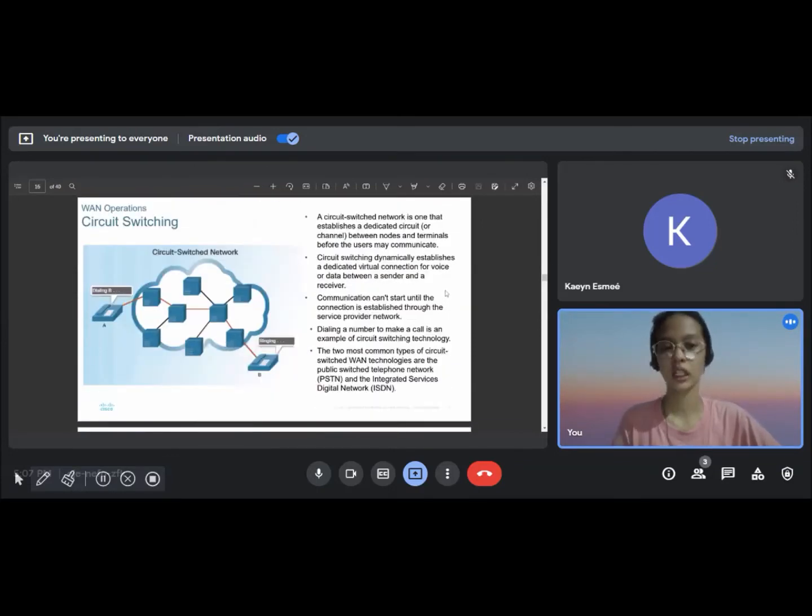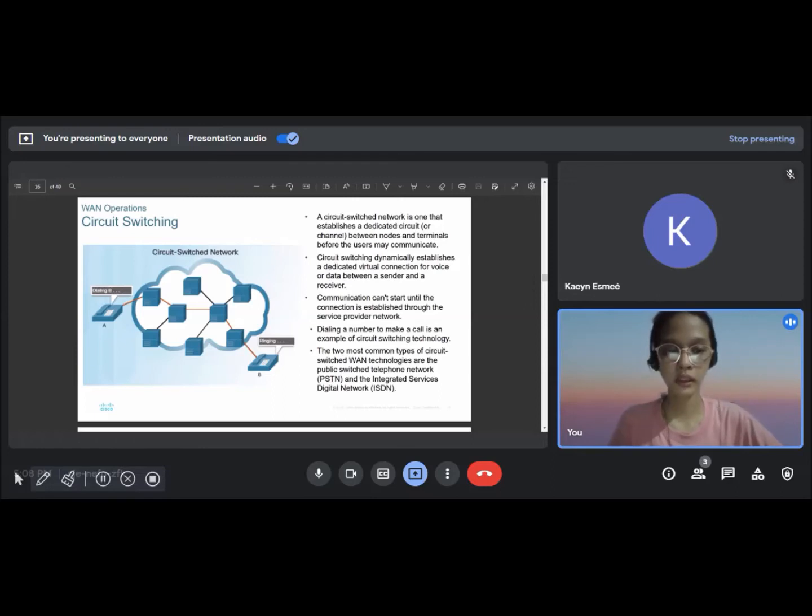Circuit switching. A circuit-switched network is one that establishes a dedicated circuit between nodes and terminals before the users may communicate. Circuit switching dynamically establishes a dedicated virtual connection for voice or data between a sender and a receiver. Communication can't start until the connection is established through the service provider network. Dialing a number to make a call is an example of circuit switching technology.